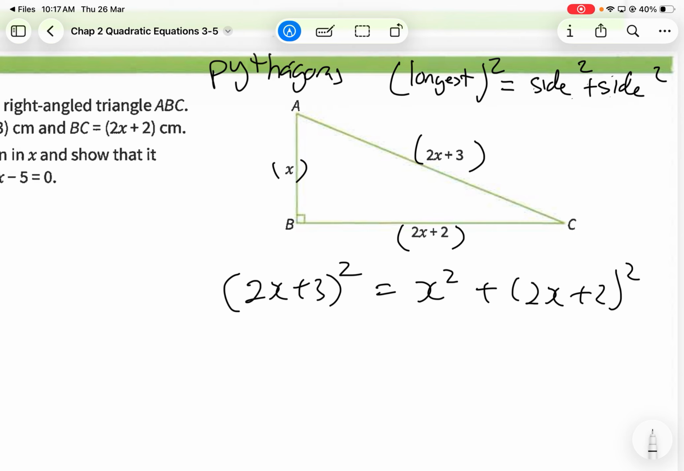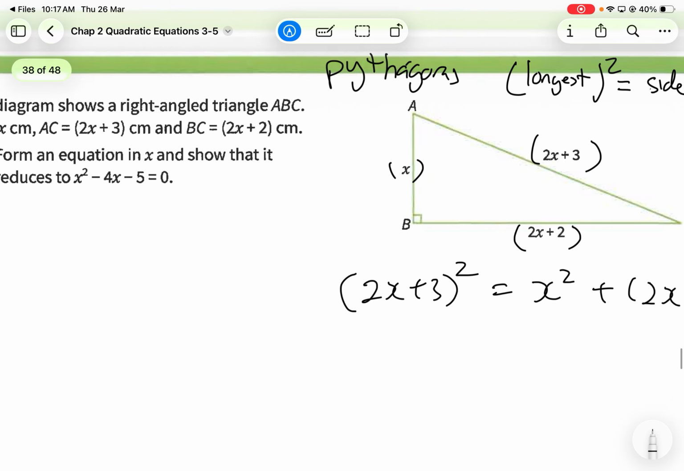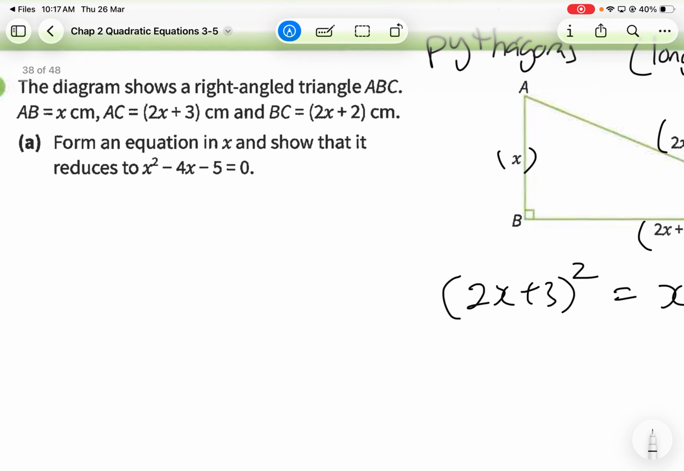Okay, from there I need to simplify this equation and then show that it reduces to this. Hello. You are able to continue. Now you have formed an equation. Now your job is to simplify it until it looks like that, until here, where they tell you to show.